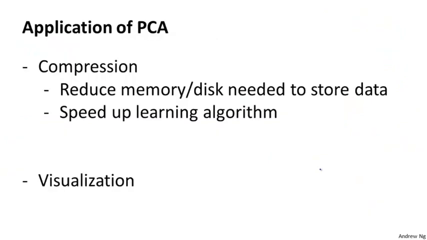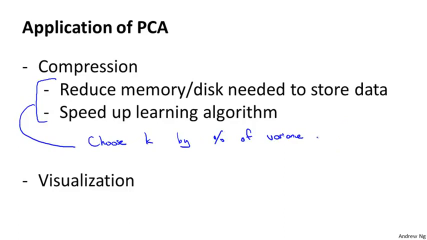To summarize, we've so far talked about the following applications of PCA. First is the compression application, where we might do so to reduce the memory or the disk space needed to store data. And we just talked about how to use this to speed up a learning algorithm. In these applications, in order to choose K, often we'll do so according to the percentage of variance retained. For this learning algorithm speed up application, often we will retain 99% of the variance. That would be a very typical choice for how to choose K. So that's how you choose K for these compression applications.